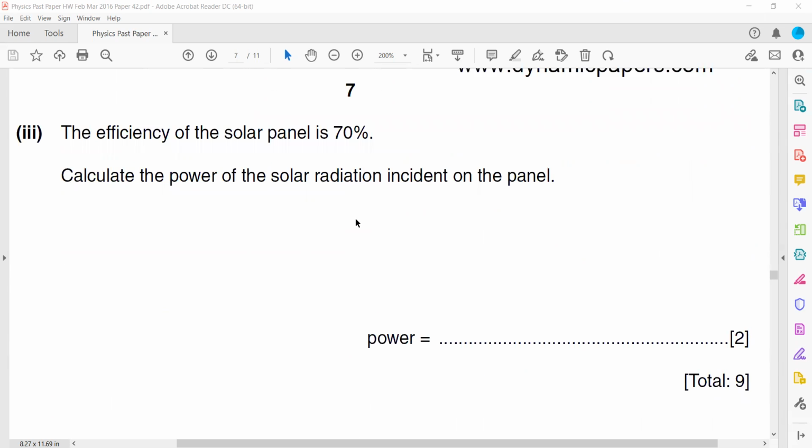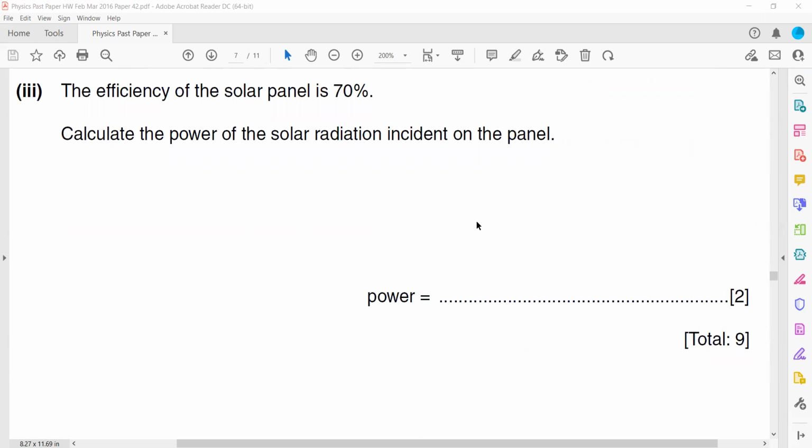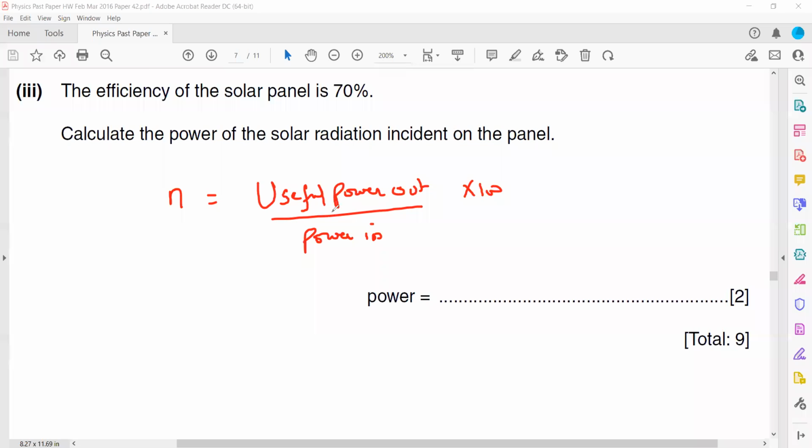Then the efficiency of the solar panel is 70%. Calculate the power of the solar radiation incident. What is the formula for efficiency? Efficiency equals useful power output divided by total power input, multiplied by 100. We need the power input; efficiency 70% is given. What is the useful power? The solar radiation input is the power input, and it causes the water to become warm, so that will be the power output.